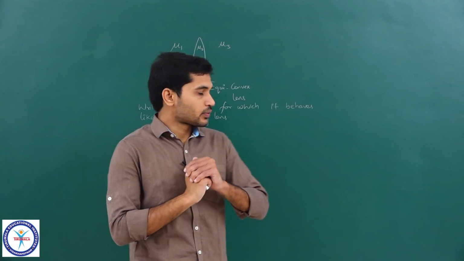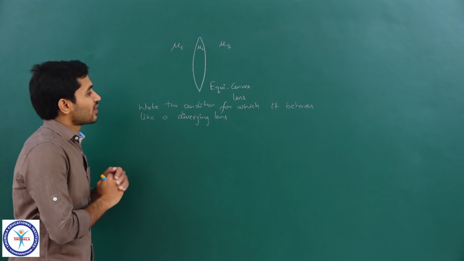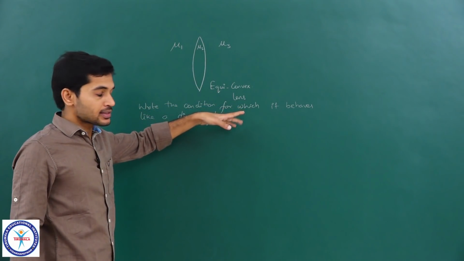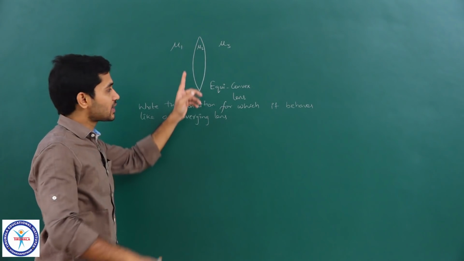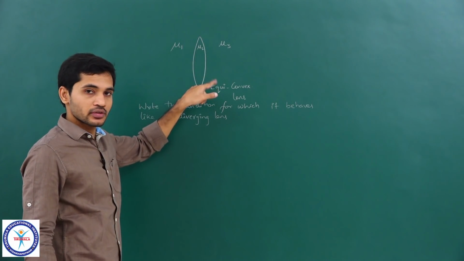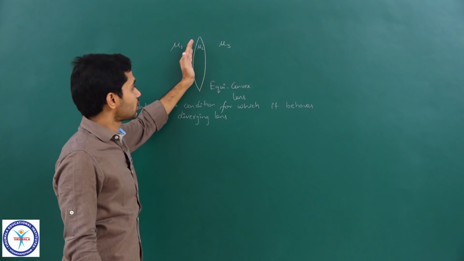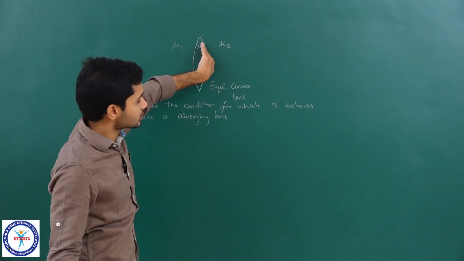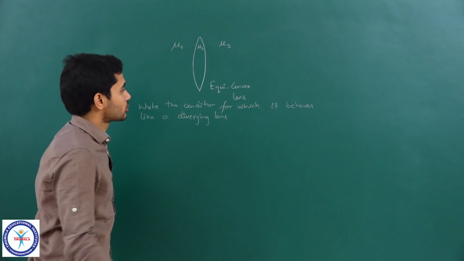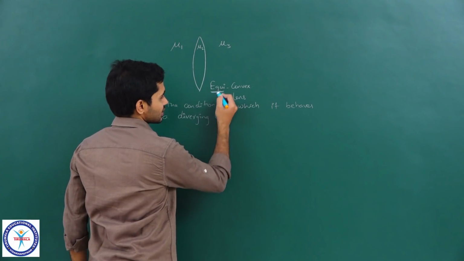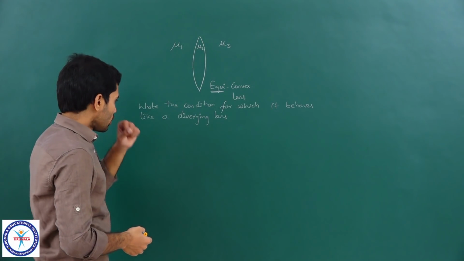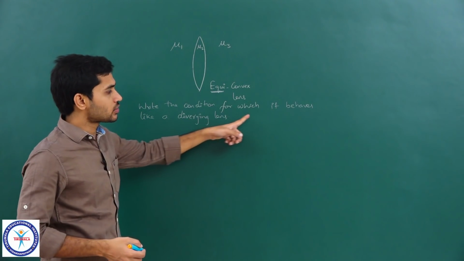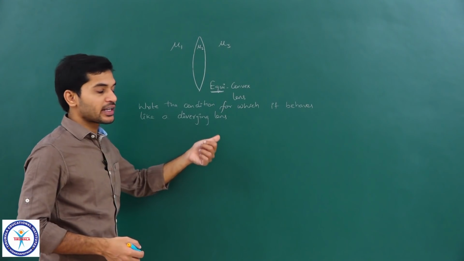So, students, let us see this question now. They have given us an equiconvex lens. Equiconvex basically means a normal convex lens which has the same magnitude of curvature for both the surfaces, clear. So, the curvature of this and this is the same in magnitude. So, that is what we mean by an equiconvex lens. Now, they are asking us to find the condition for which it behaves like a diverging lens.